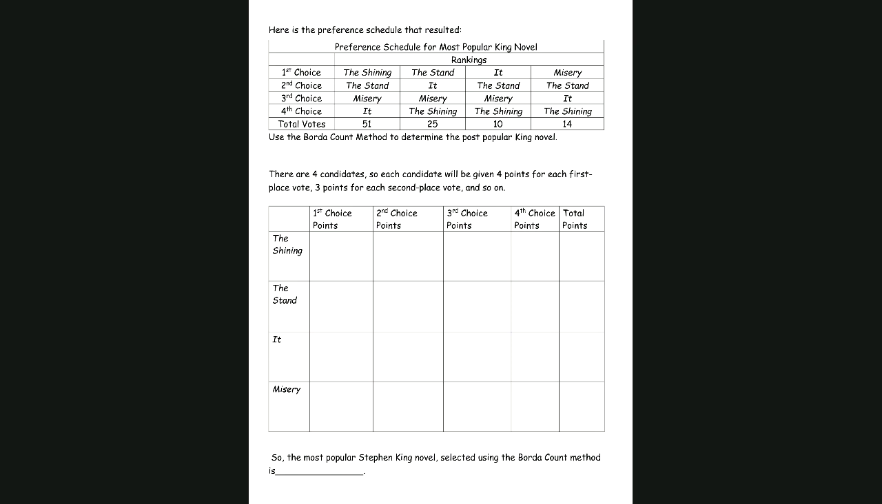So it says use the Borda count method to determine the most popular King novel. There are 4 candidates, so each candidate will be given 4 points for each first place vote, 3 points for each second place vote, and so on. So 4, 3, 2, 1. Let's look at The Shining first.